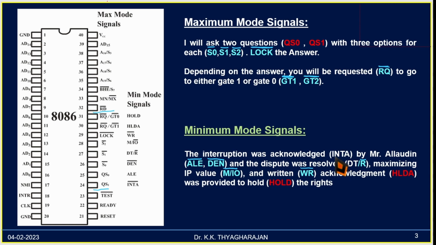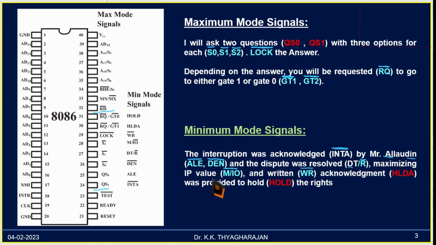Now you see, interrupt acknowledge is an active low signal, so a bar should be provided like this. That is the first signal. Then the second one is ALE. You remember Alauddin. Then the next pin is DEN, but here DEN is there. Alauddin may represent ALE and DEN. Then dispute was resolved. That means DT and R. This is data transmit, this is data receive.